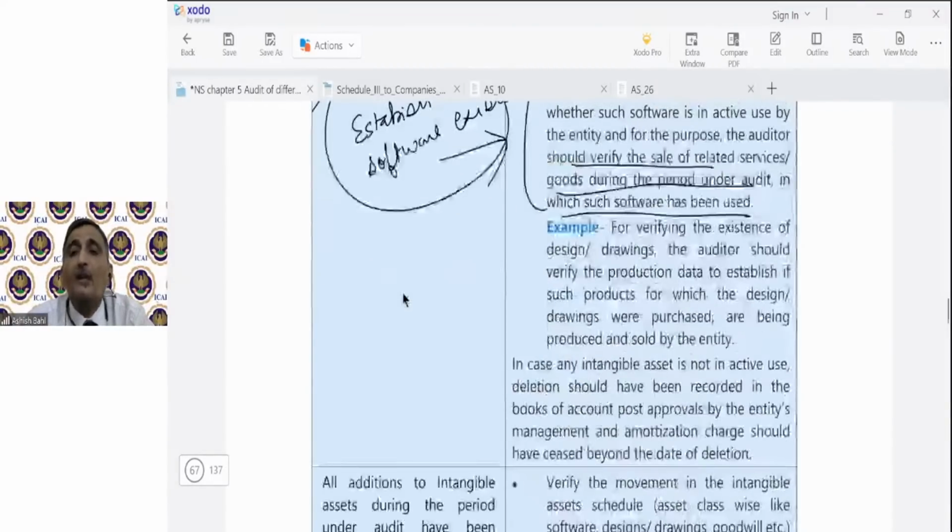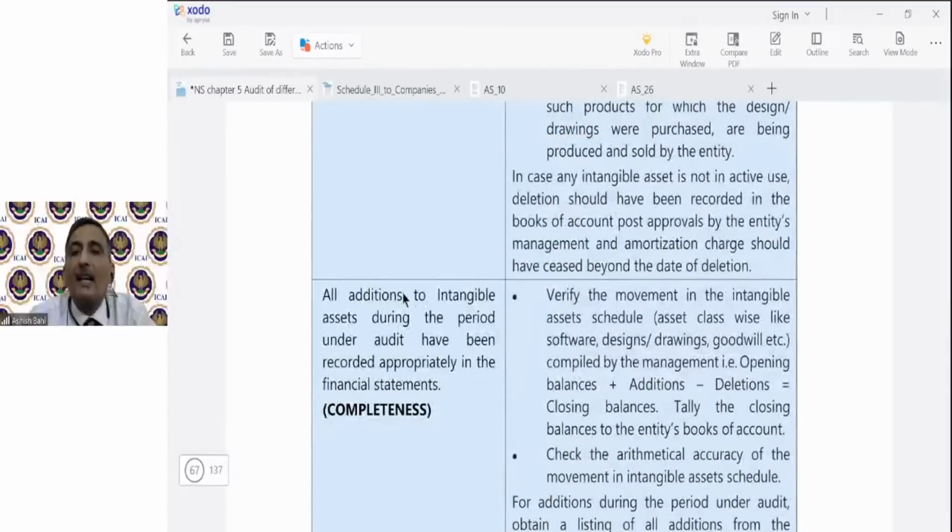Okay, so these kind of things. So completeness means that all the intangible assets which should have been recorded as intangible assets have been recorded and nothing is left out.